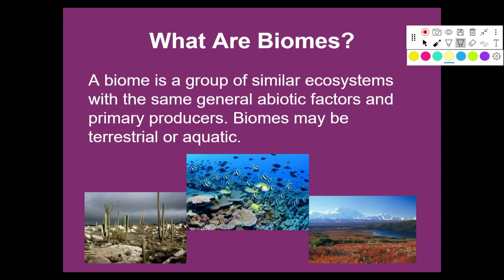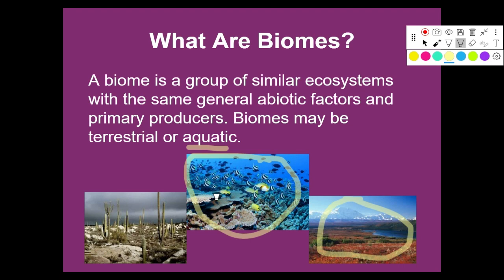And so a biome is just a group of similar ecosystems with the same general abiotic factors and primary producers. Biomes may be terrestrial or aquatic. So again, this is like the desert. This is like rainforest. This right here, I keep saying tundra. I don't know if y'all know what a tundra is, but basically it's a really cold area where the plants barely grow because of how cold it is, but there's still plants there. And then an aquatic biome, again, just means something underwater, right?